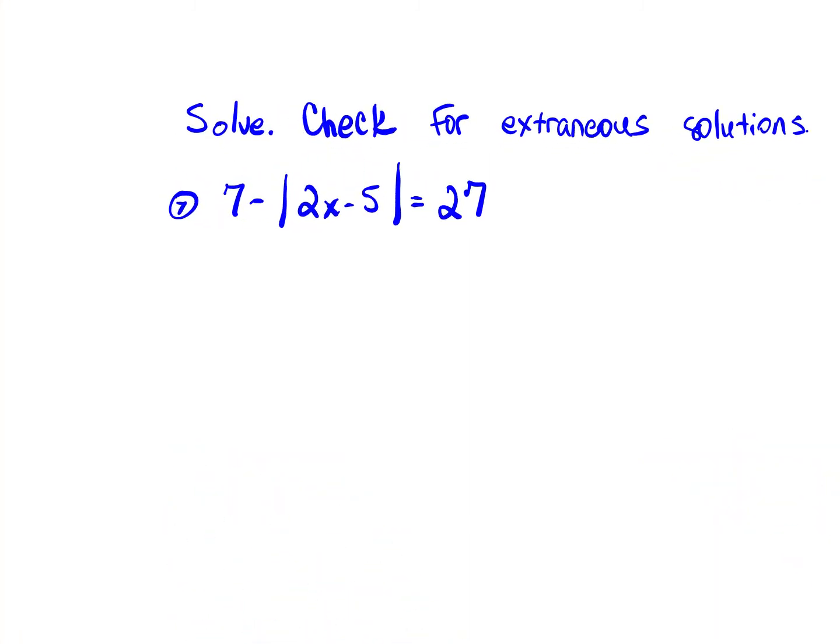For number 7, you have 7 minus the absolute value of 2x minus 5 is equal to 27. First thing we're going to do here is what? Subtract the 7 from both sides. So it gives us the opposite of the absolute value of 2x minus 5 is equal to 20. From here, we're going to divide each side by the negative 1. So we get the absolute value of 2x minus 5 is equal to negative 20.